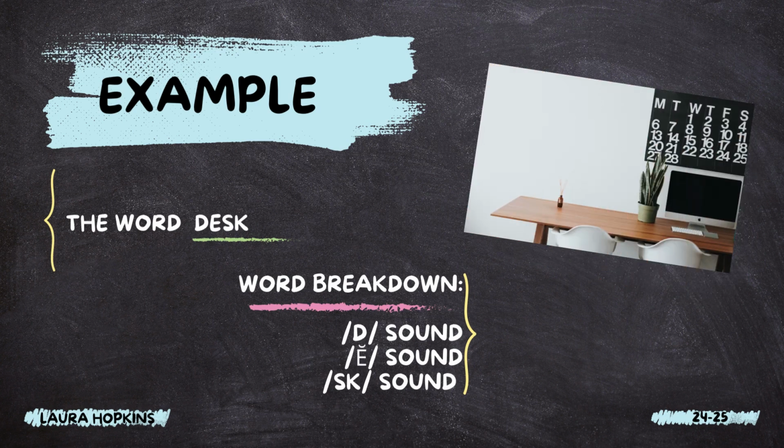Another example is when a student sees the word desk, he or she should be able to hear and identify that the first sound of the word is the D sound. As the student continues to break down the word, he or she should hear the short E sound for the middle part of the word, followed by the SK sound at the end. When the student is finished, he or she should be able to pronounce the word desk.